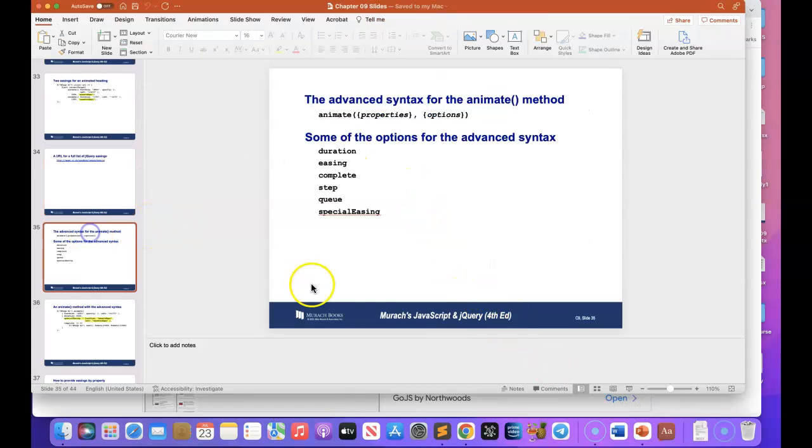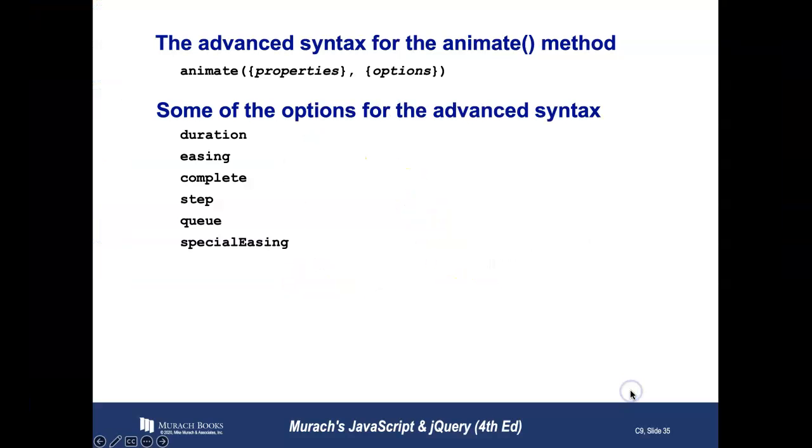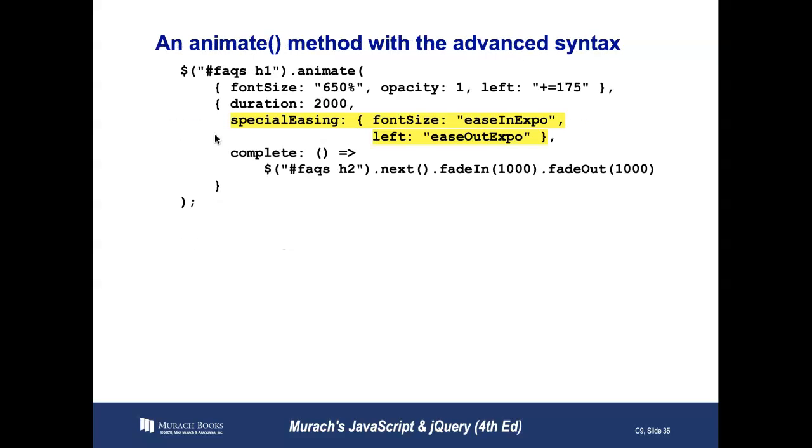So let's go back to this now. And this is the advanced syntax for the animate method. And this is what I was just showing you. Duration, easing, complete, which is Boolean. Remember, most of them are Boolean, except for the duration. Boolean meaning true or false, and they all default at false. So this is animate with advanced.